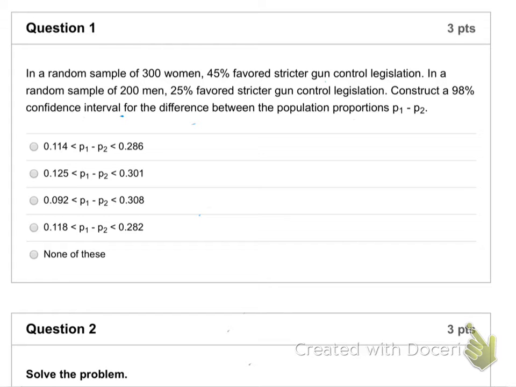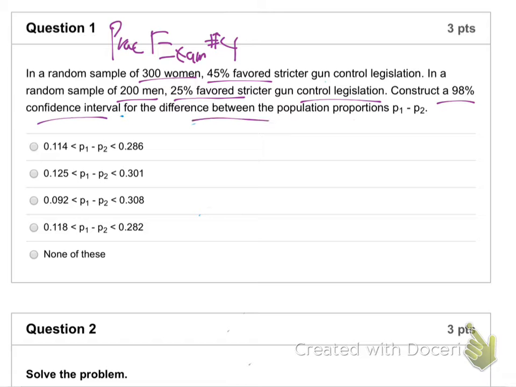Okay, so here we go on practice exam number 4. The first question: a random sample of 300 women, 45% favored stricter gun control legislation. A random sample of 200 men, 25% favored stricter gun control legislation. Construct a 98% confidence interval for the difference in population proportions.